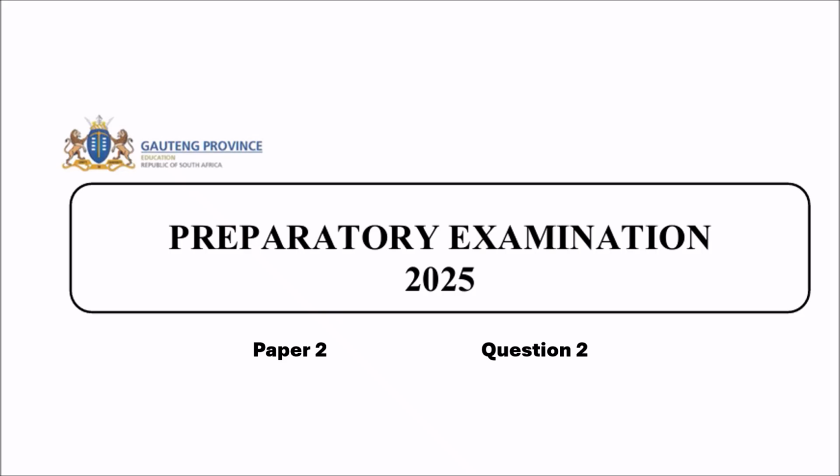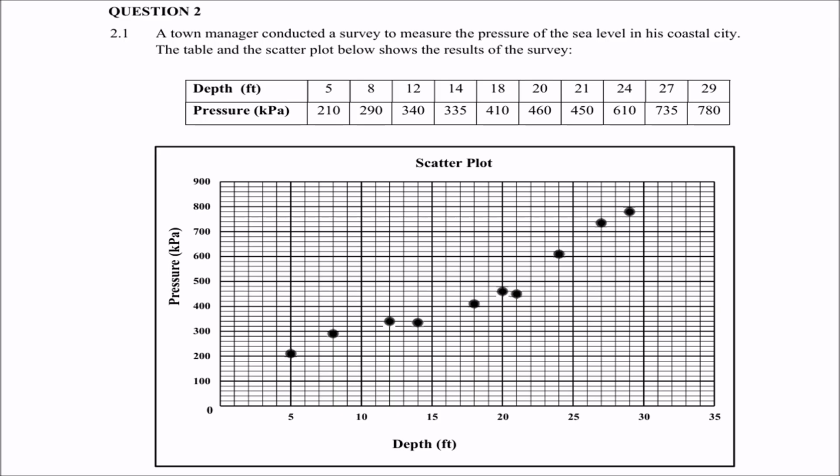Gauteng Province Preparatory Examination 2025, Paper 2, Question 2. Question 2.1. A town manager conducted a survey to measure the pressure of the sea level in his coastal city. The table in the scatter plot below shows the results of the survey. Now have a good look at the table.